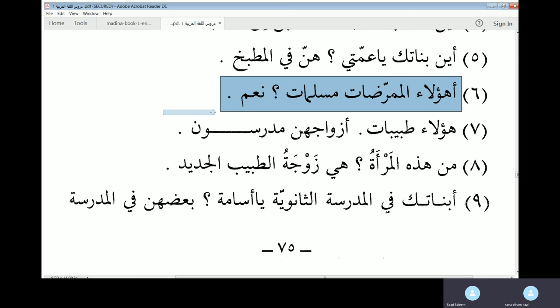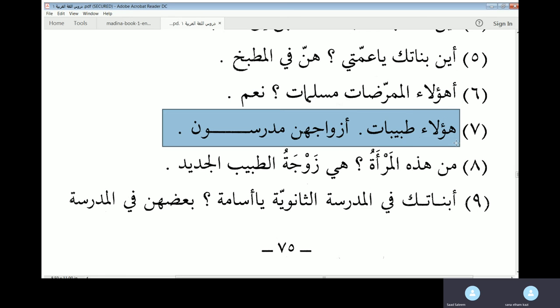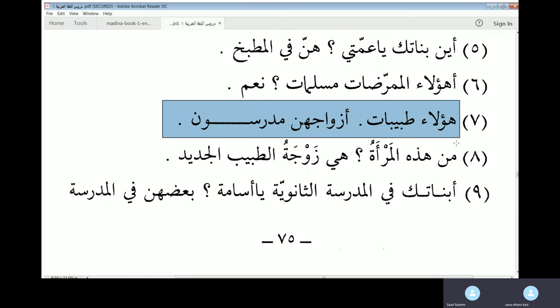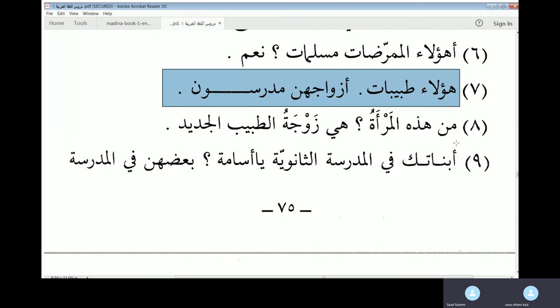Are these nurses Muslim? Naam, yes. They are doctors. Azwajuhunna mudarrisuna. Their husbands are teachers.